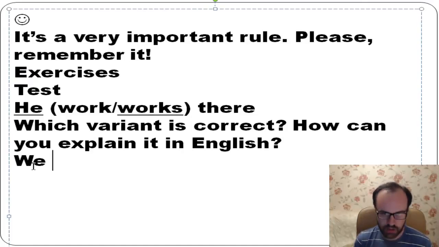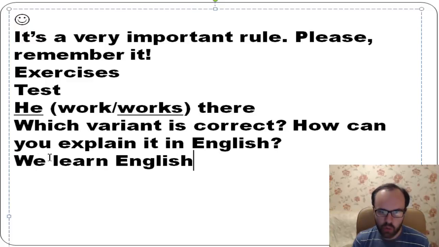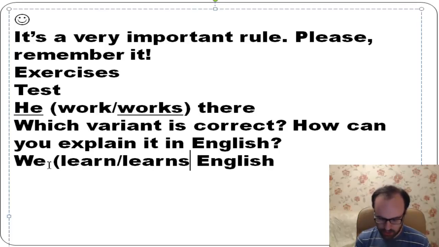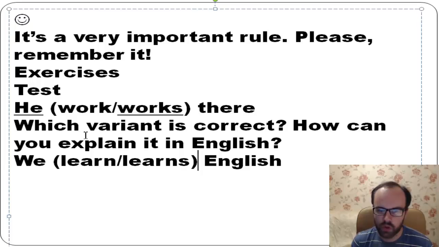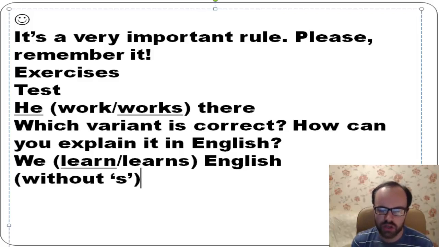Okay, next. We learn English or we learns English. Which variant is correct? How can you explain it in English? We have we. It's the first situation, so it's without s. We learn English.